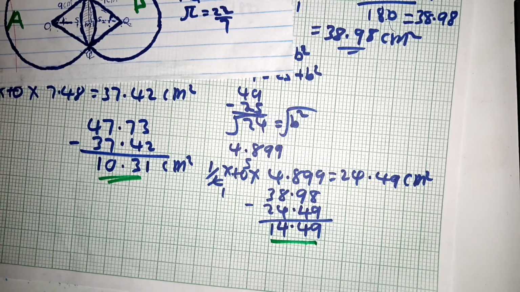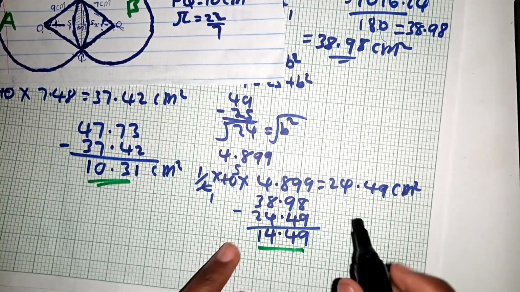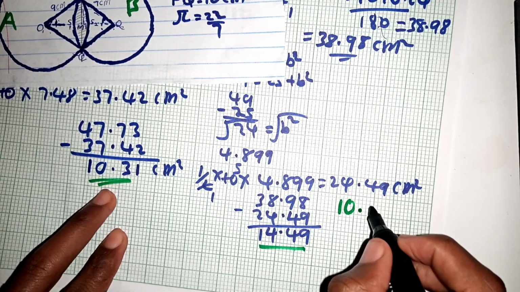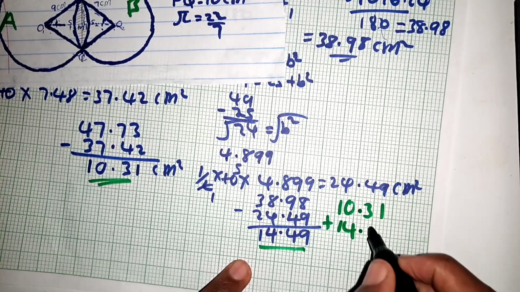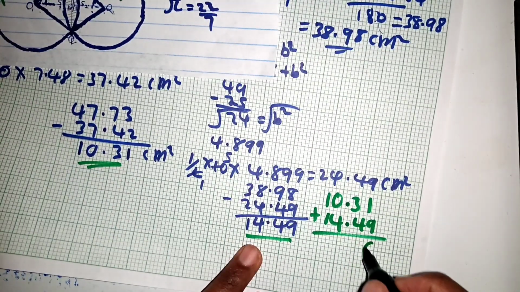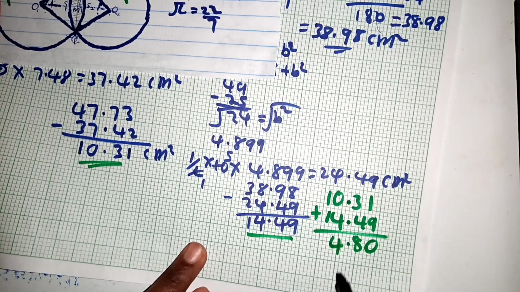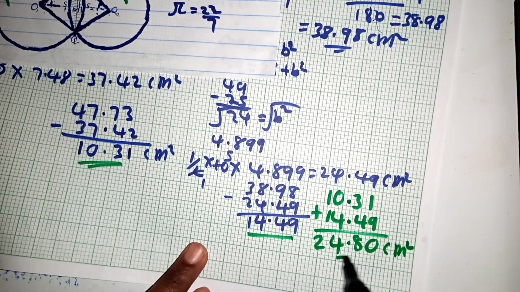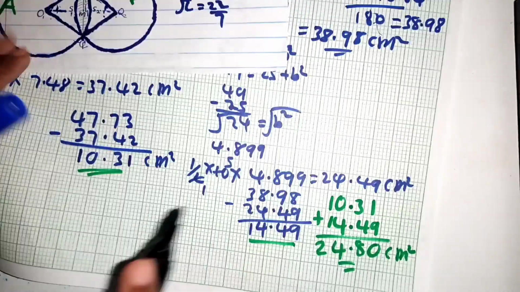So we have both segments. We have this one and this one. So we need to add, and that will be our final answer. So we add 10.31 plus 14.49, like that. This is 0.78. This is 24.8 centimeter squared as the area of this region here.